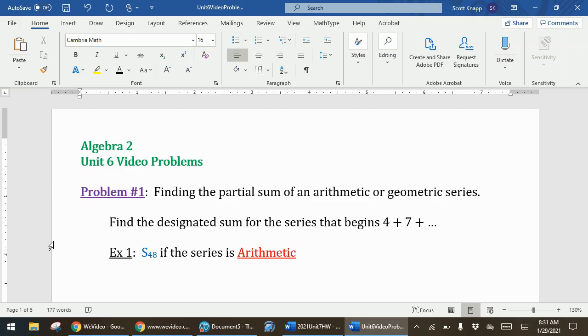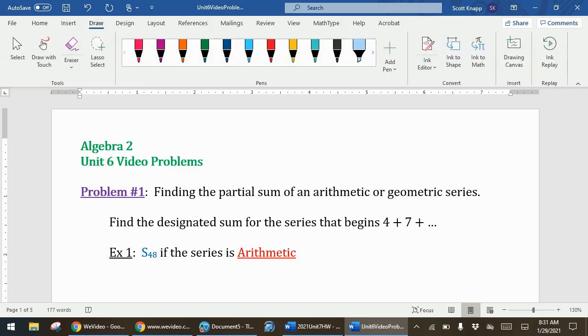In this problem, we're going to work on finding what we call the partial sums of an arithmetic or geometric series. This is kind of the basic idea of our unit, finding the sum of either an arithmetic or geometric series. So before we dive into this, let's go ahead and review the two formulas that we've learned.